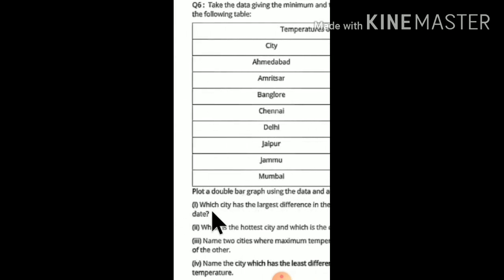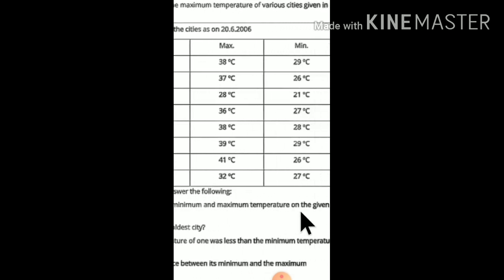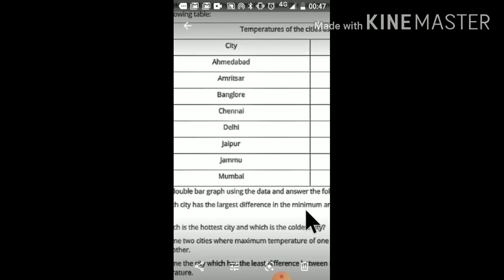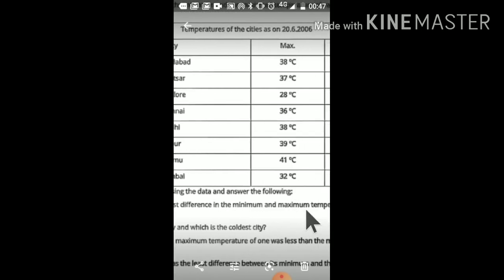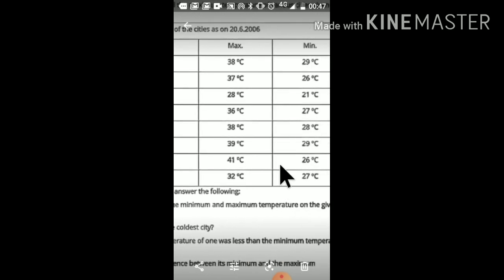Okay, so for which city has the largest difference in the minimum and maximum temperature on the given date? So which city is having the largest difference? So let us see here. It is Jammu. Jammu is having the largest difference. From 41 degrees C is maximum and minimum is 26 degrees C.